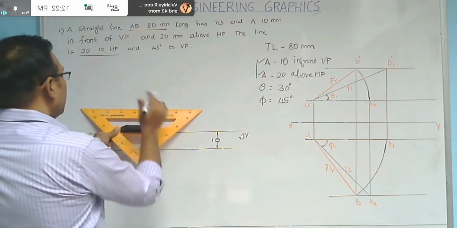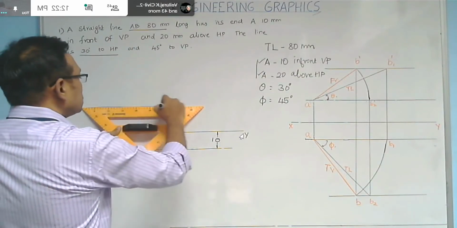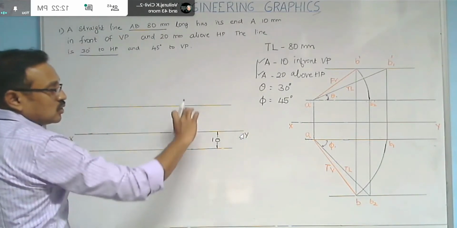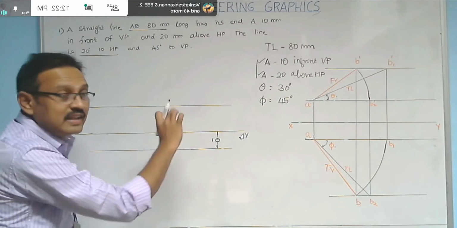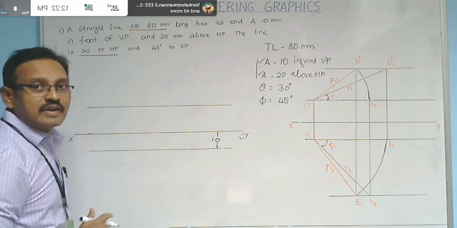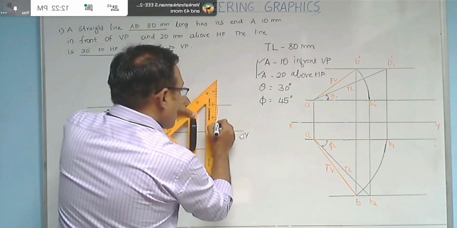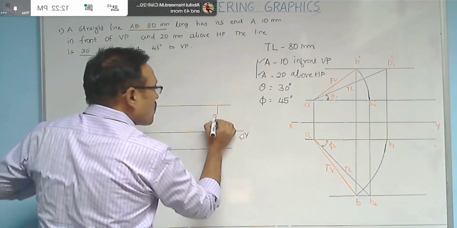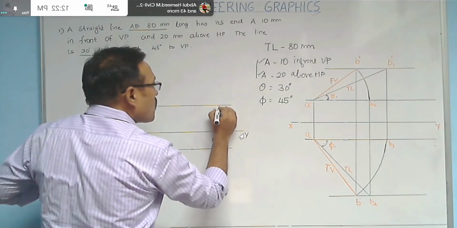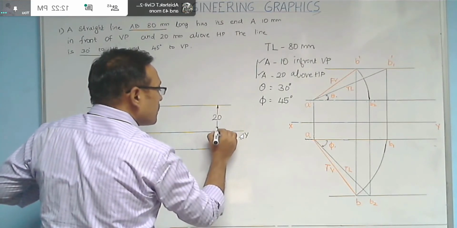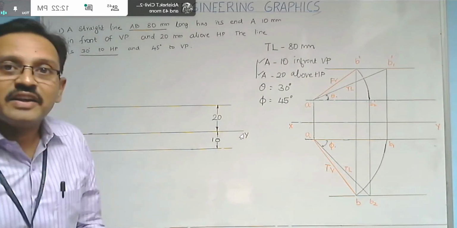So you take 20 mm. So this distance should be 20. This is 10 and this is 20.